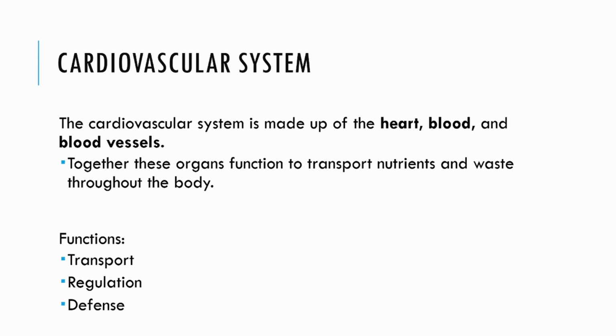The cardiovascular system is made up of the heart, blood, and blood vessels, all working together to help transport things like nutrients and waste throughout the body. Things like nutrients, oxygen, carbon dioxide, urea, and other waste products have to be moved around from all the different tissues we have throughout the body.